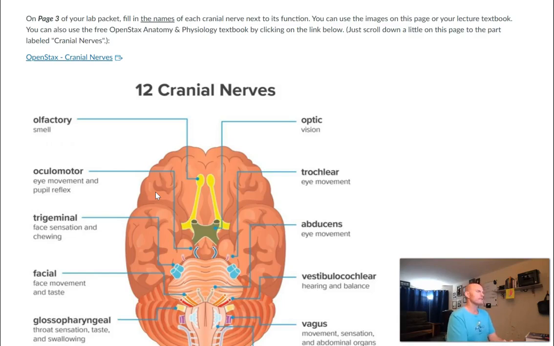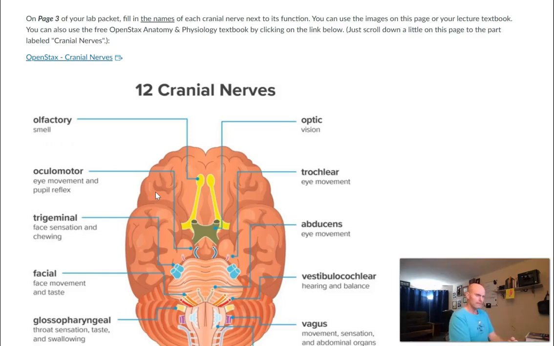That's 7. So cranial nerve 8 is the vestibulocochlear nerve. That's doing 2 things. That's hearing and balance. The cochlear is the hearing part, and the vestibule is the balance. Balance, another way of saying it would be proprioception, which is an intuitive sense of your position in space. That makes sense.